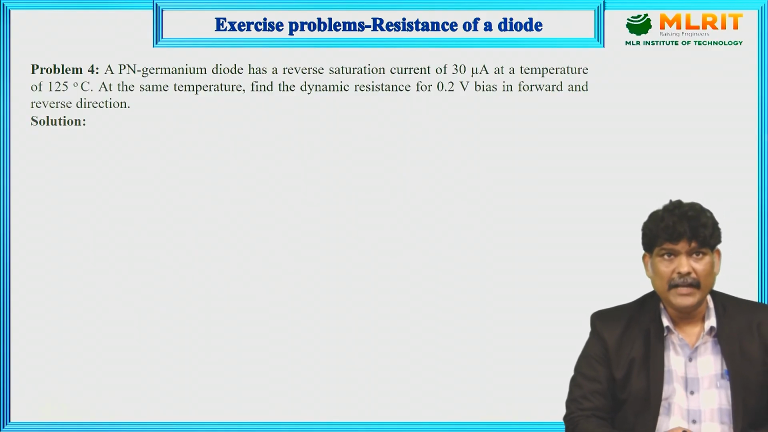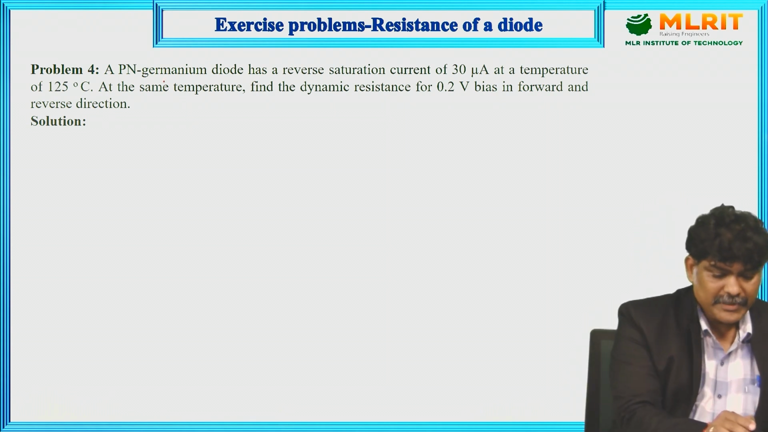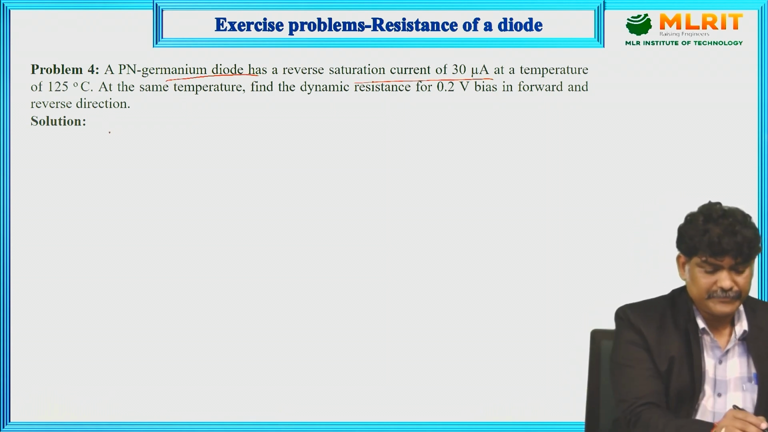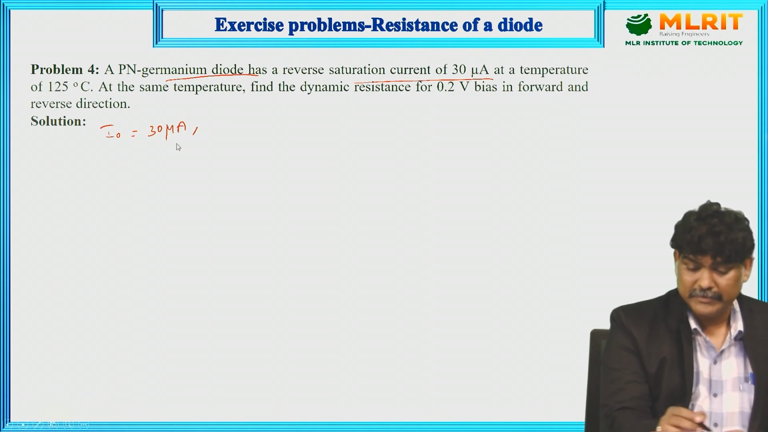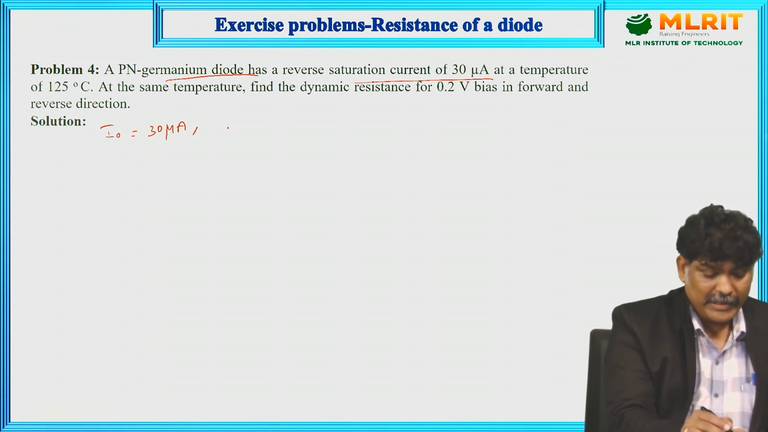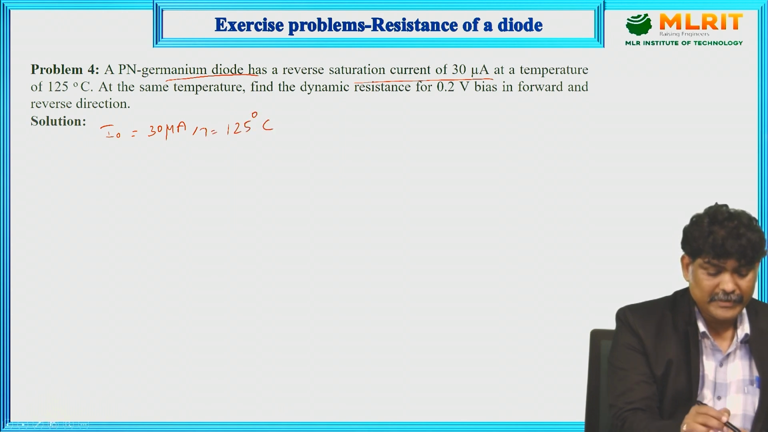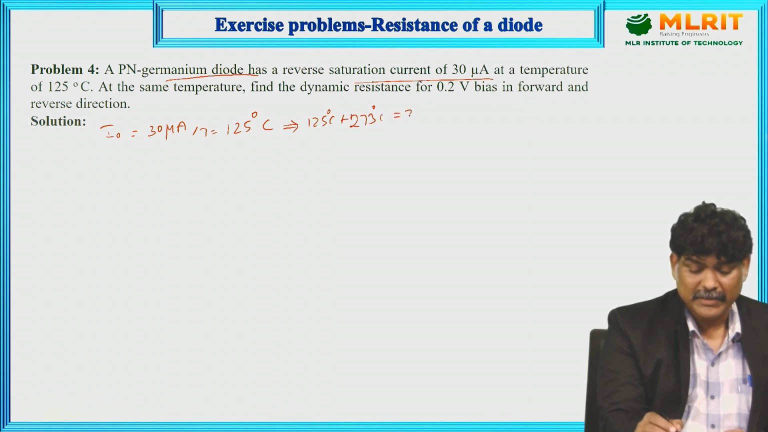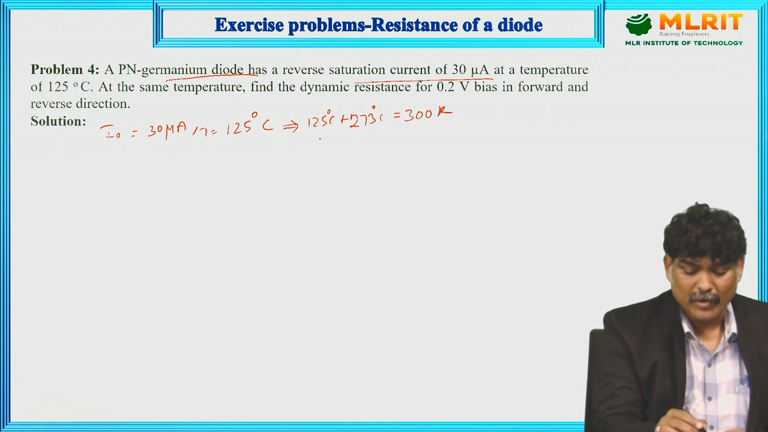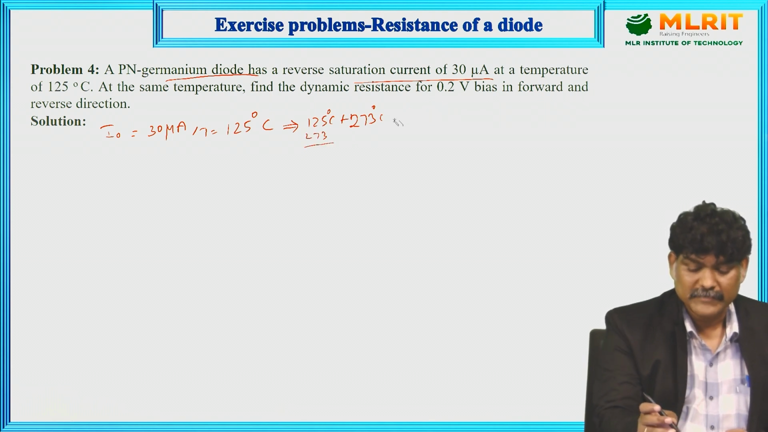Let us see another one. A PN germanium diode has a reverse saturation current I naught of 30 microamperes at a temperature of 125 degrees centigrade. So you need to change this into Kelvin. Kelvin means 125 degrees centigrade plus 273, which becomes approximately 398 Kelvin.